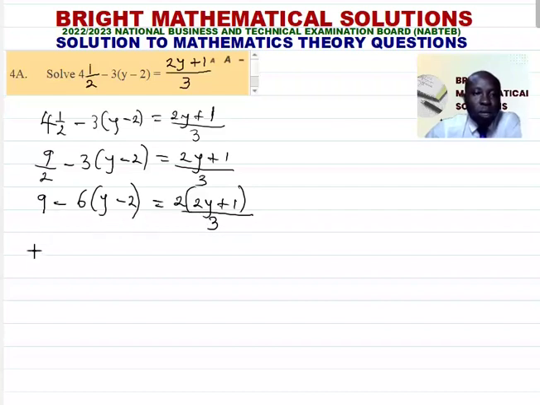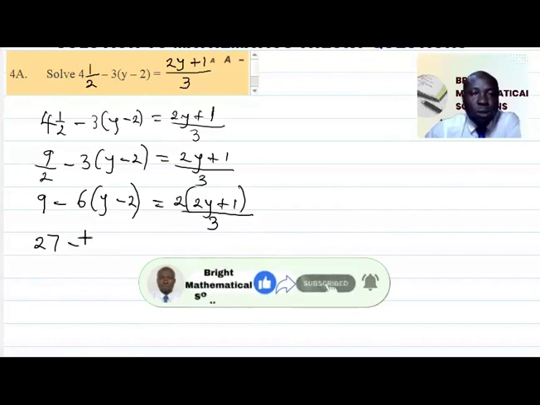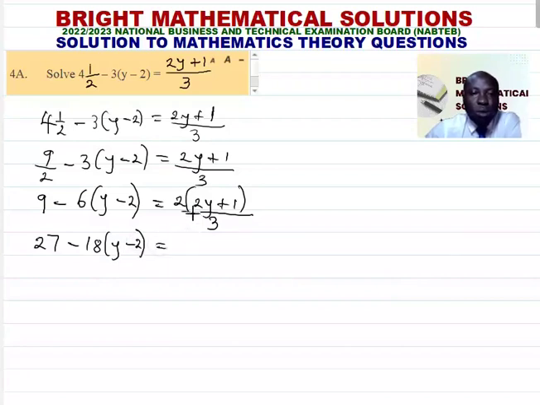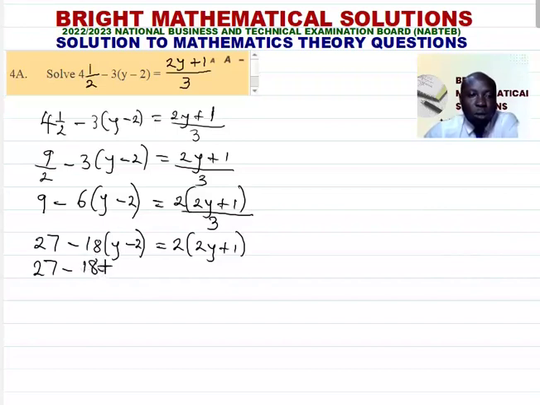If you multiply this by 3, this becomes 27 minus 18y minus 2 equals 2 into bracket 2y plus 1. Remember, when you multiply this expression by 3, this denominator will go. So let us open this bracket that we have. 27 minus 18y plus 36 equals 4y plus 2.